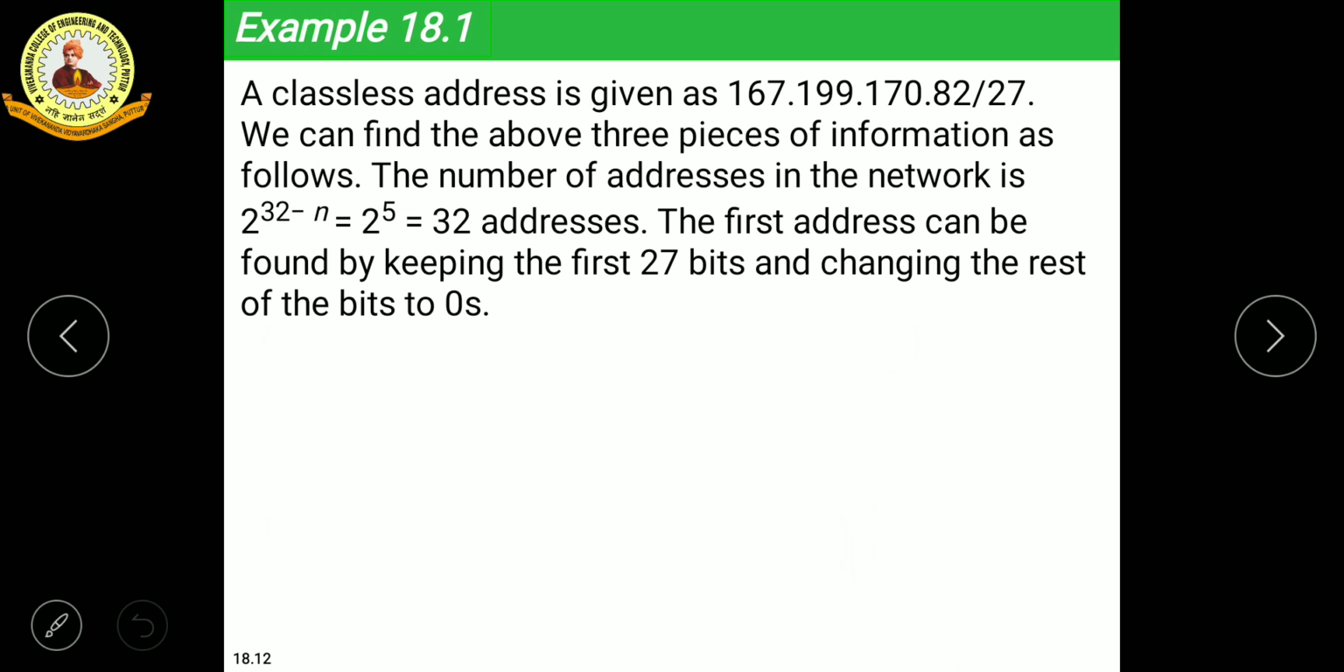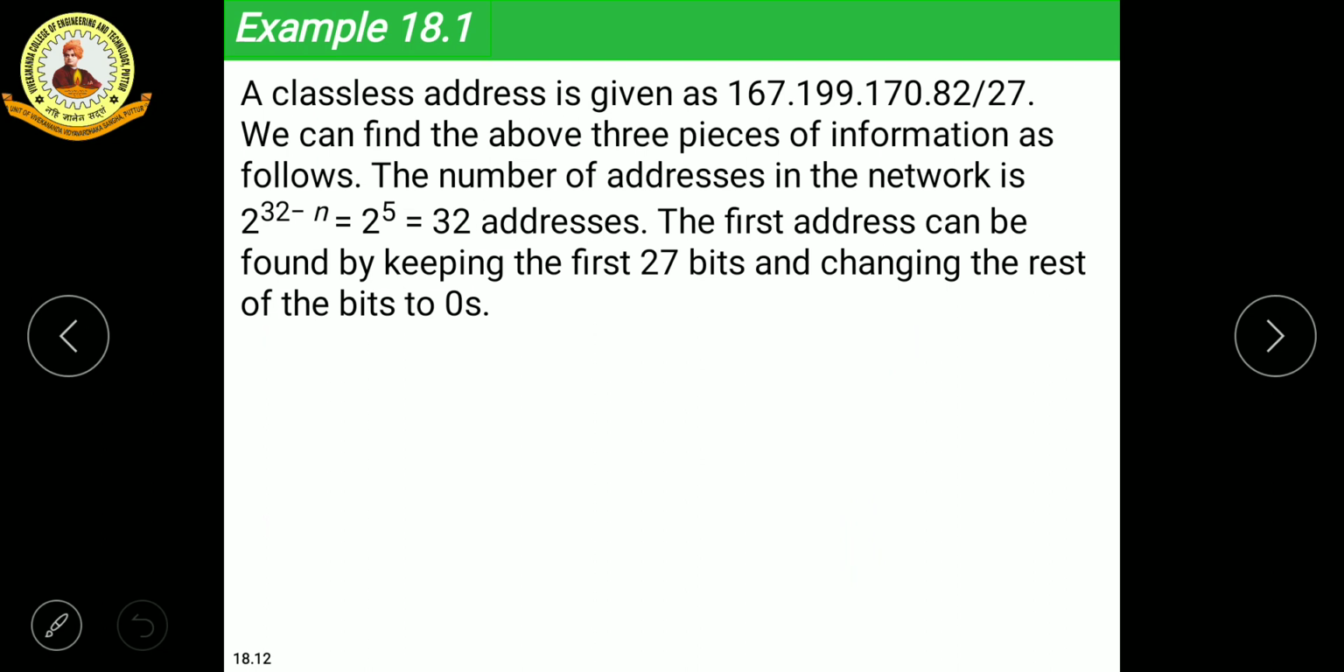So we can find the above three pieces of information as follows. The number of addresses in the network is 2 raised to 32 minus n. What is the value of n? It is 27. So 2 raised to 32 minus n will be 2 raised to 5, that is 32 addresses. So 32 addresses are there in this network.